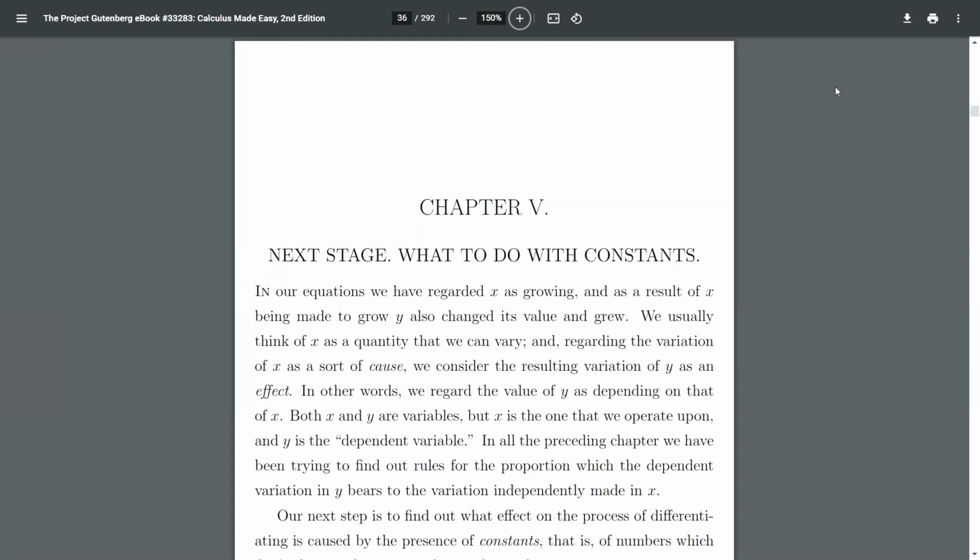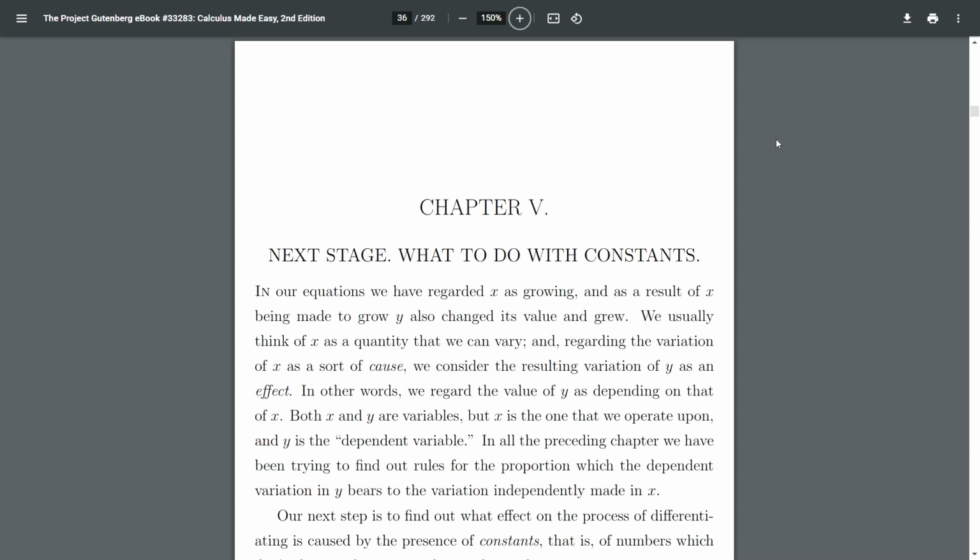Chapter 5. Next stage. What to do with constants. In our equations, we have regarded x as growing, and as a result of x being made to grow, y also changes value and grew. We usually think of x as a quantity that we can vary, and regarding the variation of x as a sort of cause, we consider the resulting variation of y as an effect. In other words, we regard the value of y as depending on that of x.